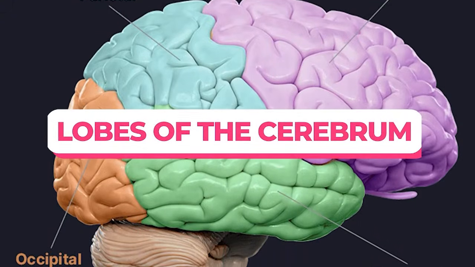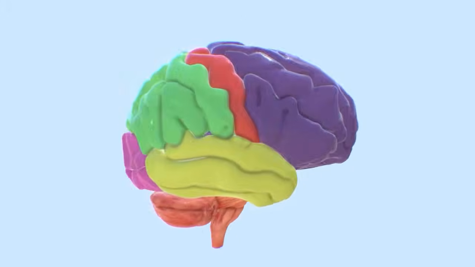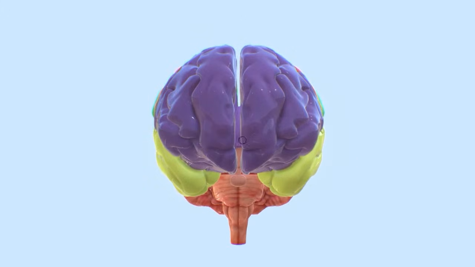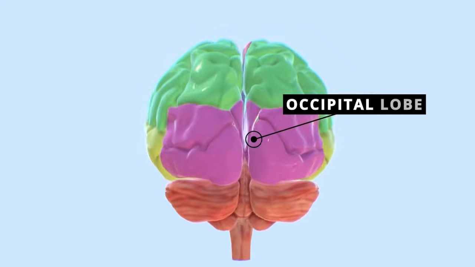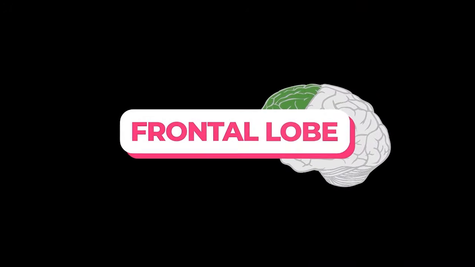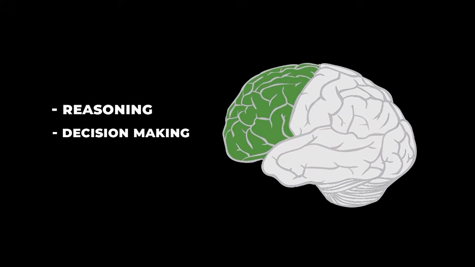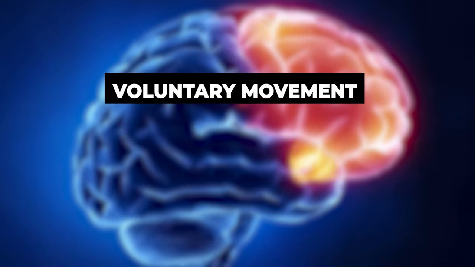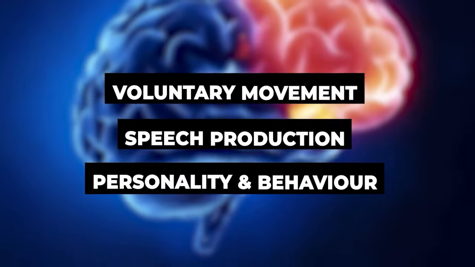Lobes of the cerebrum. The cerebral cortex, the outer layer of the cerebrum, is divided into four main lobes: frontal lobe, parietal lobe, temporal lobe, occipital lobe. Frontal lobe. Located at the front of the brain, it's responsible for executive functions such as reasoning, decision-making, planning, and problem-solving. It also oversees voluntary movement, speech production, and aspects of personality and behavior.